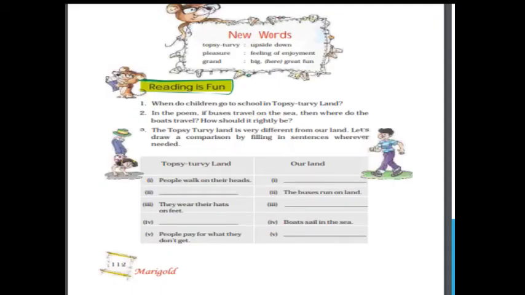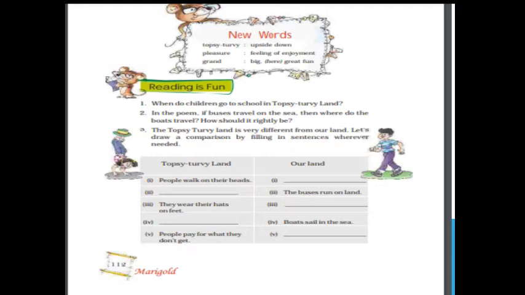Topsy-Turvy Land. Topsy-Turvy Land means what, children? It is an upside down land. Pleasure. Pleasure means a feeling of enjoyment. Next is grand. Grand means a very great fun. Moving on to the question answer.